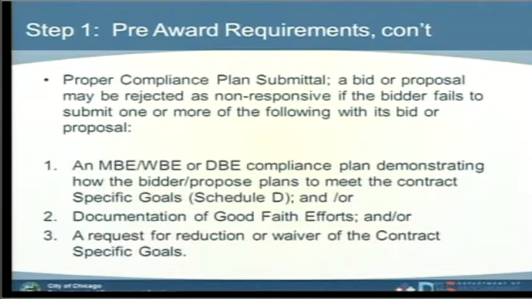For proper compliance submittal, a bid or proposal might be rejected as non-responsive if the bidder fails to submit one or more of the following with the bid or proposal. Number 1, an MBE/WBE or DBE compliance plan demonstrating how the bidder plans to meet the contract-specific goals, which is the Schedule D. That's what we call the compliance plan. And/or documentation of good faith efforts. And/or, the third one, a request for reduction or waiver of the contract-specific goals.